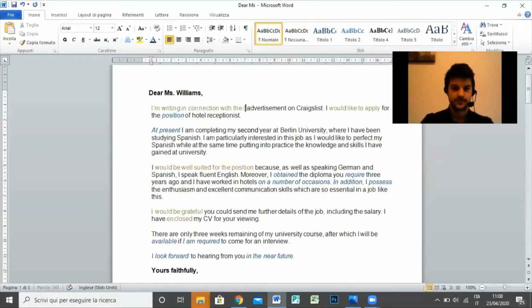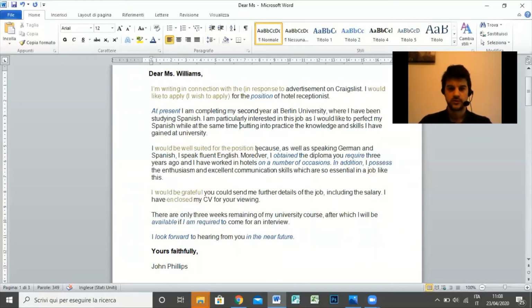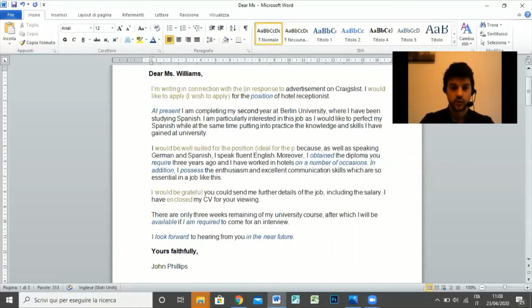Let's have a look at this first one. I'm writing in connection with, I'm writing in response to. Okay, I would like to apply for the position of hotel reception. I wish to apply. So wish plus infinitive with to. I would be well suited for the position. Okay. What about I would be ideal for the position or the role? Let's change it to role. Ideal for the role.